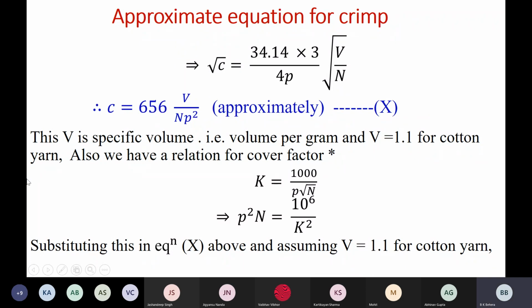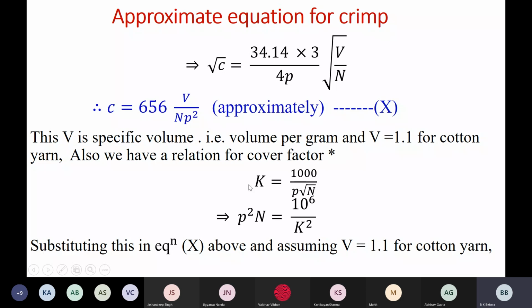For a cotton fabric, the specific volume V is equal to 1.1. This is an experimental value. Normally, if you take a cotton fabric, this figure comes taking a lot of assumptions. Cotton fabric, I told you yesterday, packing factor we take 0.65 or 0.66. So the experimental value for V is 1.1 only for cotton fabric. That means we have taken cotton yarn.